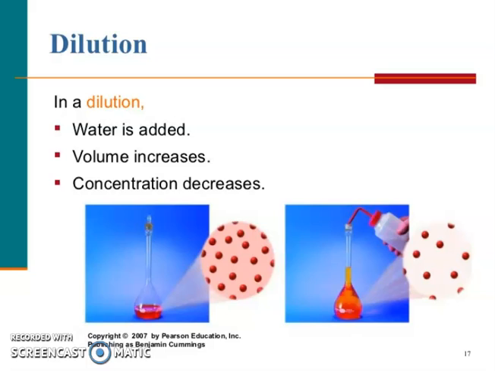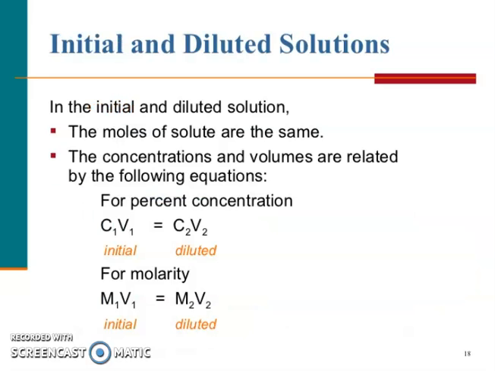You can see in these pictures, volume is less, more concentration; volume is more, less concentration. So, initial and diluted solution. In the initial and diluted solution, the moles of solute are the same. The concentrations and volumes are related by the following equations. For percentage concentration, C1V1 = C2V2, C1V1 initial, C2V2 diluted. For molarity, M1V1 initial, M2V2 diluted.